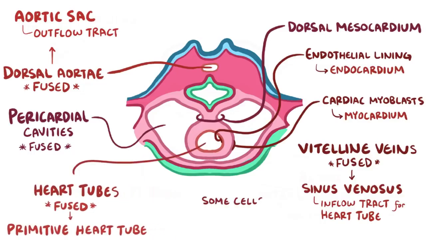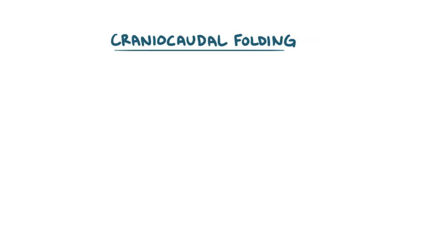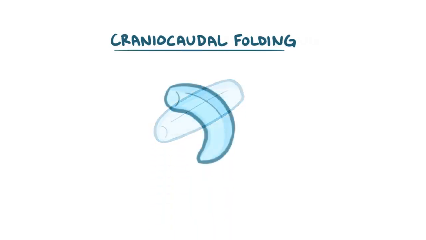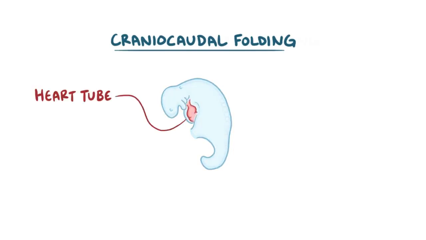Some of the myocardial cells in the sinus venosus start to produce a rhythmic electrical discharge at this early stage, but the conduction system itself and working myocardium are still underdeveloped, and they can't quite contract in perfect sync yet, so we still can't hear that familiar lub-dub sound. During craniocaudal folding, the now cylindrical embryo curves down its length and forms more of a shrimp-like creature, and this process pushes the heart tube down towards the chest.